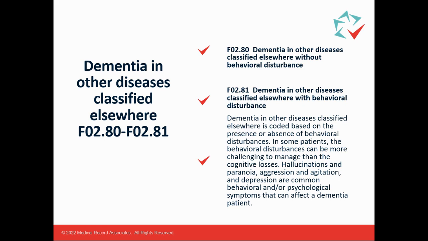And also, when coding F02.81, there is a coding note to use an additional code Z91.83 to identify if the patient has wandering in dementia. So you can add the Z91.83 in that situation.